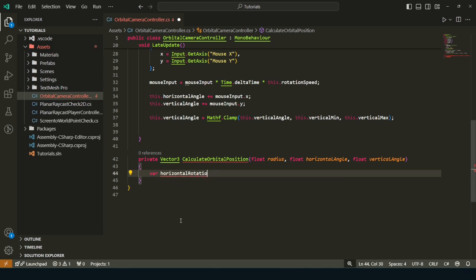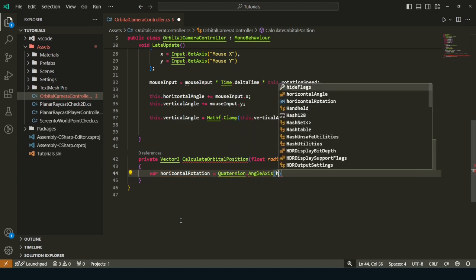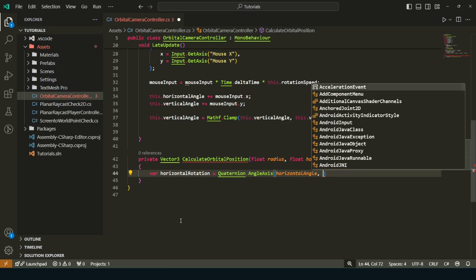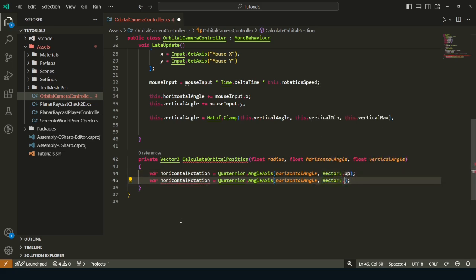So we're going to say horizontal rotation is Quaternion.AngleAxis. We're going to pass in our horizontal angle. For the axis here, since this takes two values, for horizontal rotation, if you stand up and put your arms out in a T pose, your spine is what you rotate around when you're rotating left to right. So we're going to do Vector3.up and Vector3.right for the vertical.